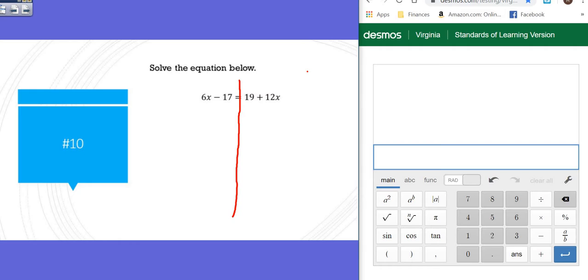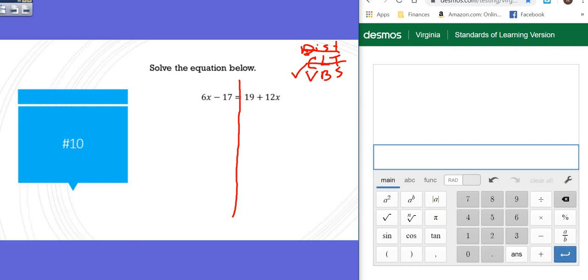First of all, let's read this. It says 6 times x minus 17 is exactly the same as 19 plus 12 times x. Now, we don't have any distribution, so we don't have to worry about that. We don't have to combine any like terms on one side or the other, but we do have variables on both sides, so we've got to take care of that.